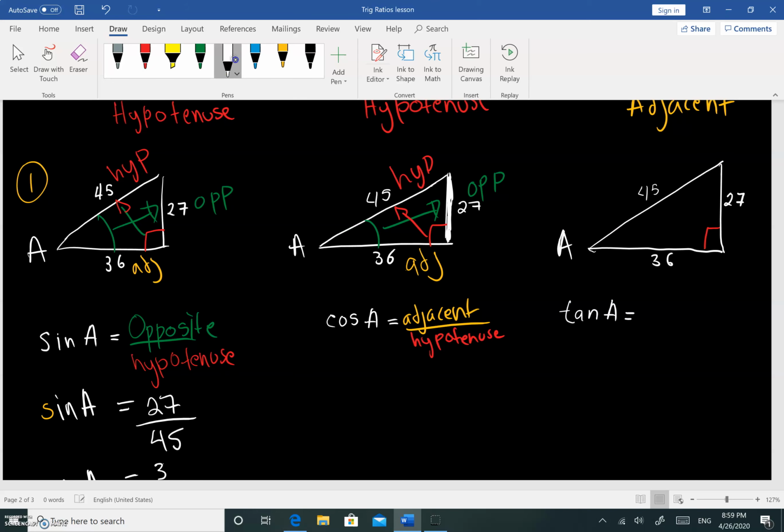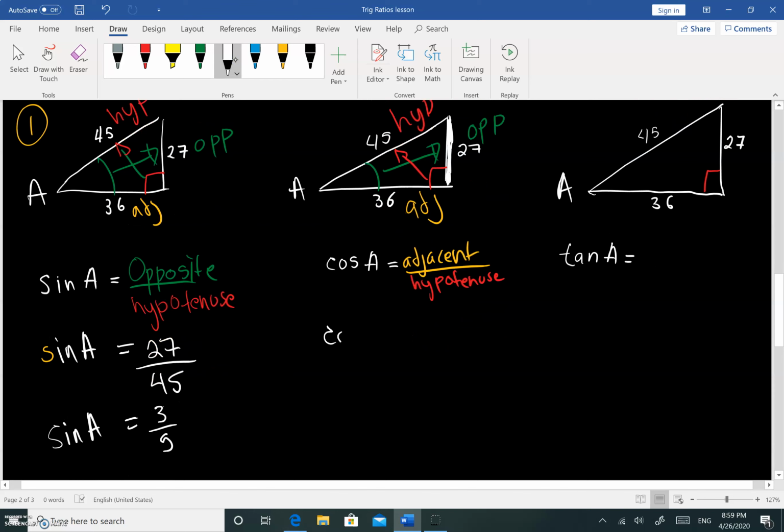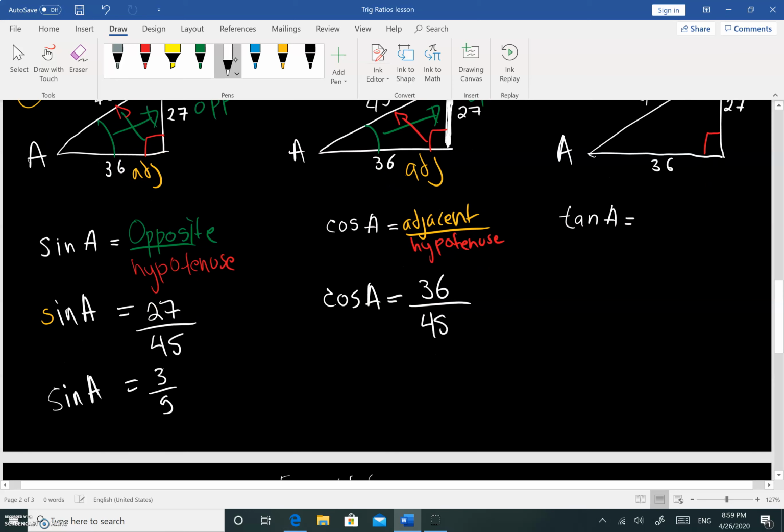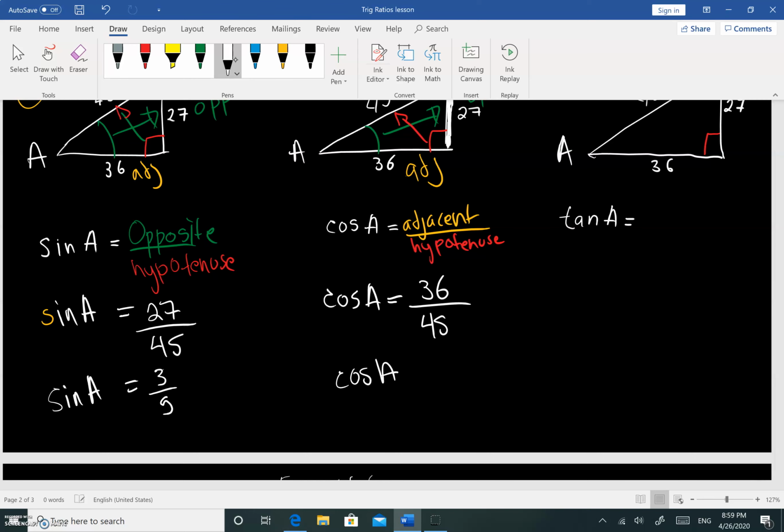So in this case, my ratio is going to become cosine of A is equal to, which one should go first, 36 or 45? Well, 36, right? Because it's adjacent on top, and then 45. And now these two are actually both divisible by 9 as well. So every time you can, make sure that you do simplify. So cosine is equal to 36 divided by 9, that's 4 over 5.